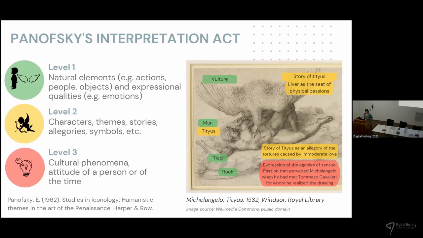Going even further, if we consider the context in which this artwork was created, and in this case, it's about the personal story of Michelangelo, because he created it as a gift to Tommaso Cavalieri, we can interpret the artwork as an expression of the personal sensual passion that he was feeling for his friend, according in this case to Panofsky. This interpretation is made in studies in iconology.